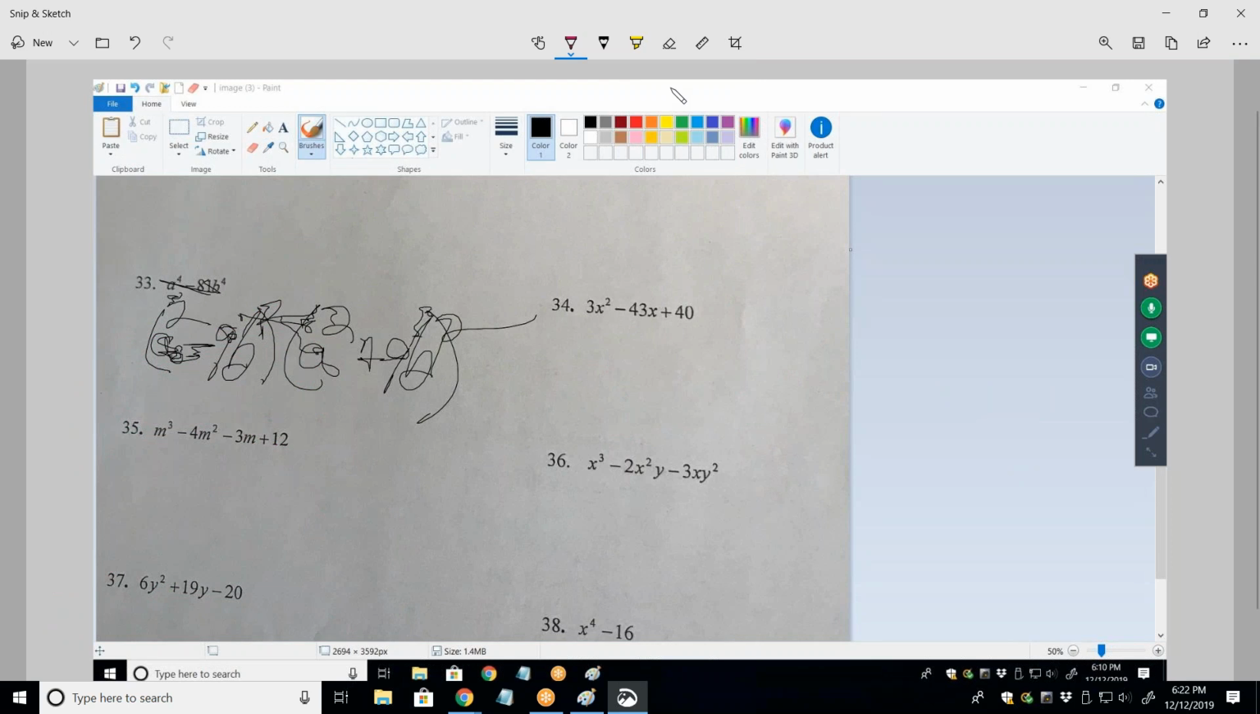So let's have a shot at 36. I think I can actually, let's do 35. The reason is that I'm quite certain you're going to get a problem like 35 on the test.